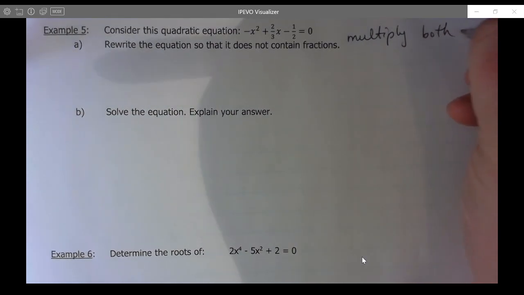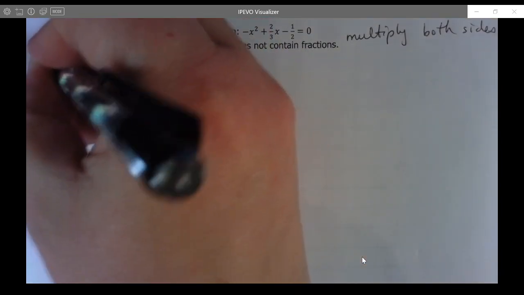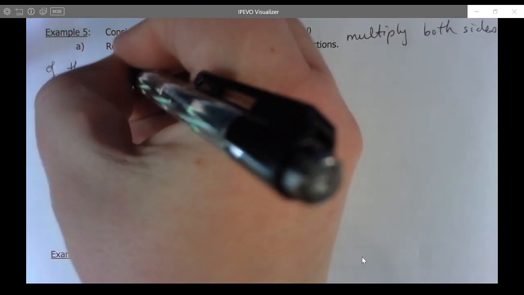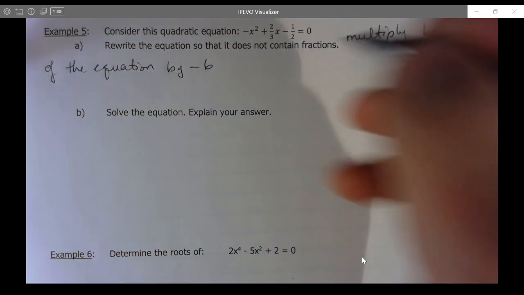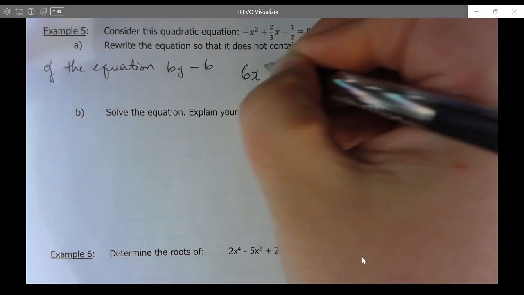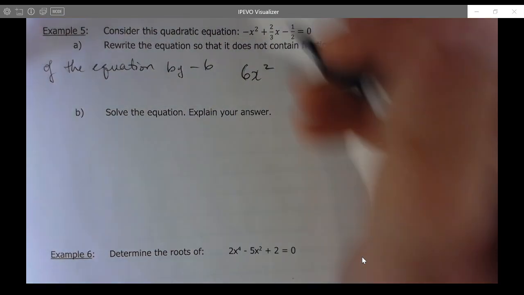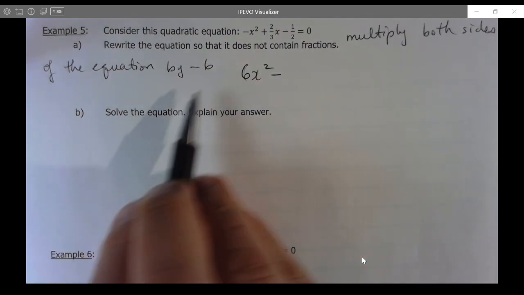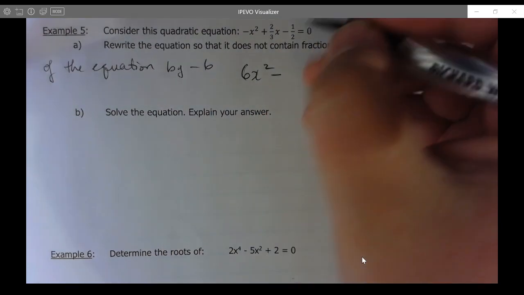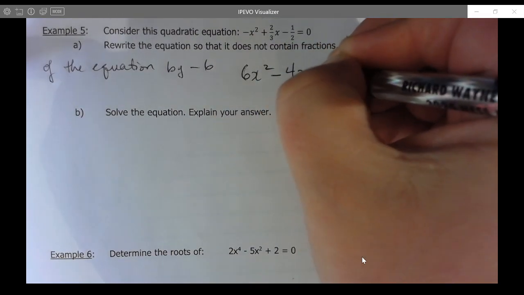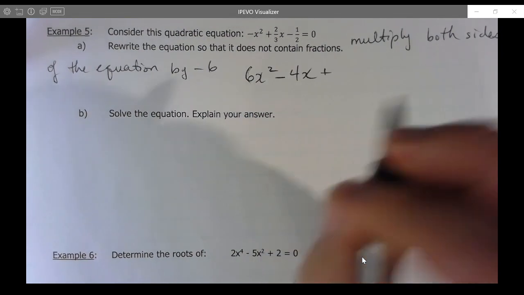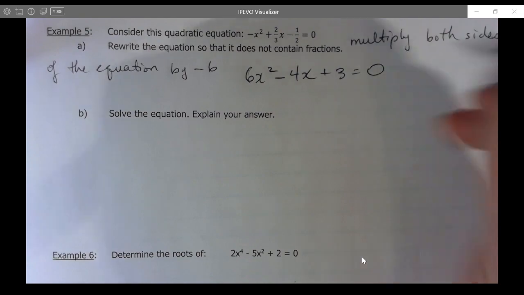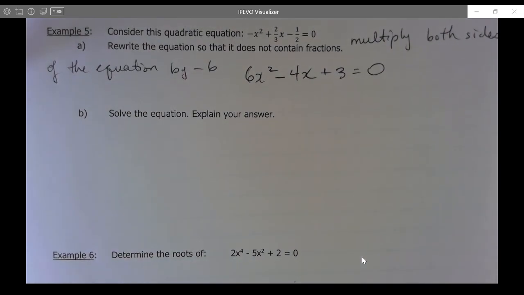both sides of the equation by -6. So that's going to leave me with 6x squared. When I multiply this by a negative, it becomes a negative. And the 3 goes into the 6, making it a 2, and 2 times 2 is 4, so 4x. And of course, negative times a negative is a positive, and half of 6 is 3. So there. So that's my equation, which is much, much easier to run through the quadratic formula.